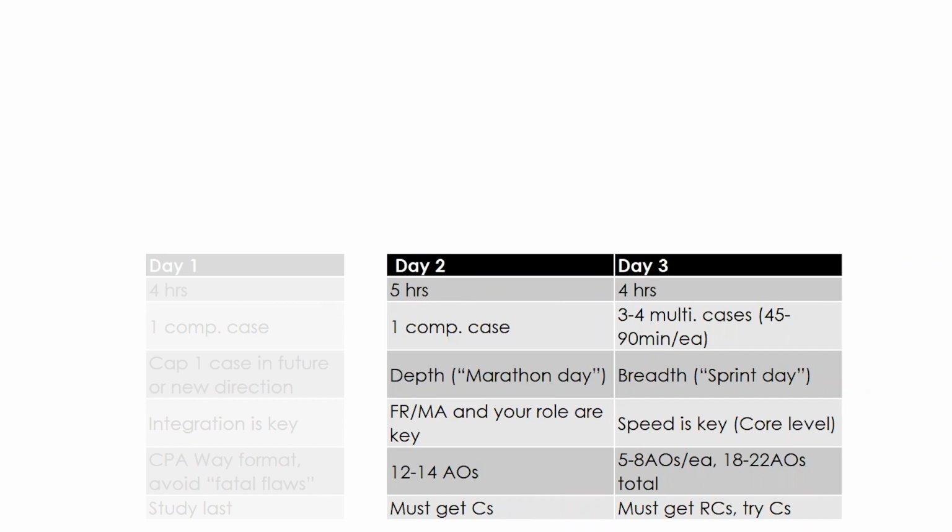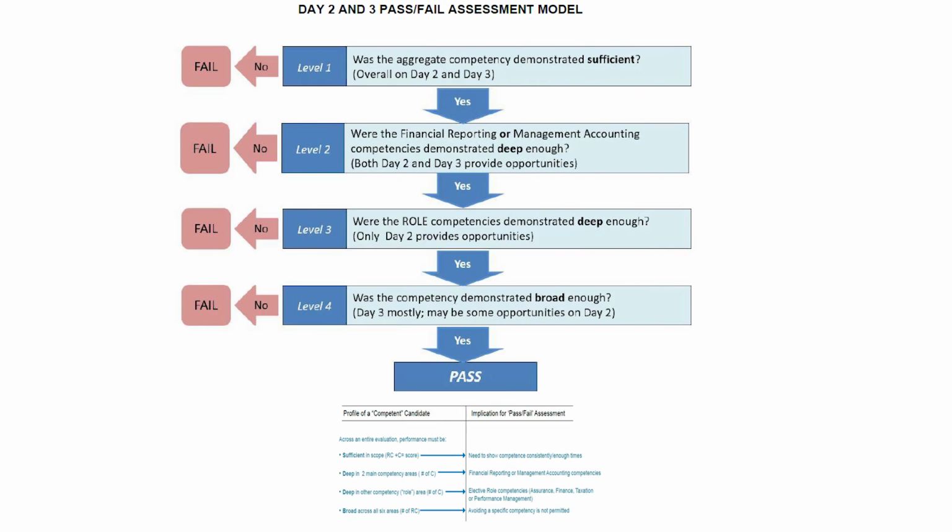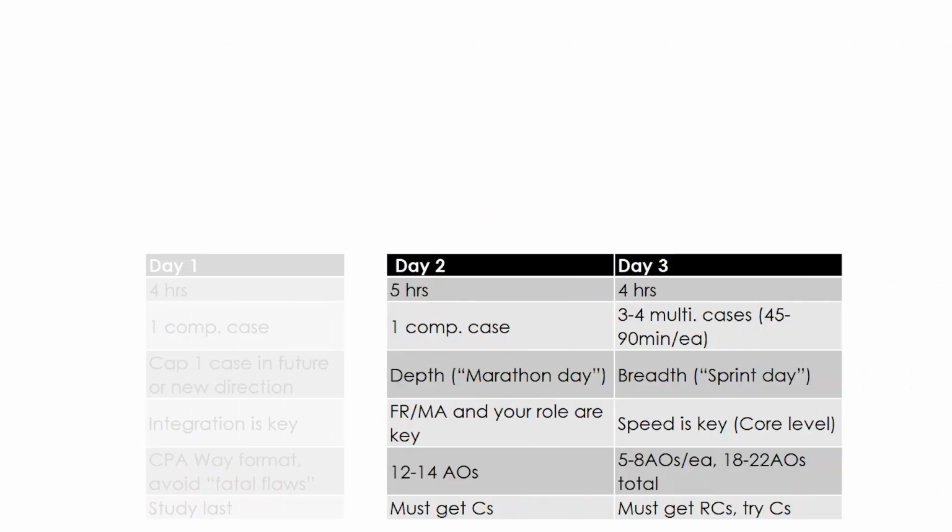For days 2 and 3, there's a passing profile that CPA Canada publishes. A lot of students find it confusing, so let me explain it in an easier way. The only thing I want you to get from this table are the 4 levels. Level 1, 2, 3, and 4. Here's the same table that we're looking at. To pass CFE days 2 and 3, you have to pass 4 levels.